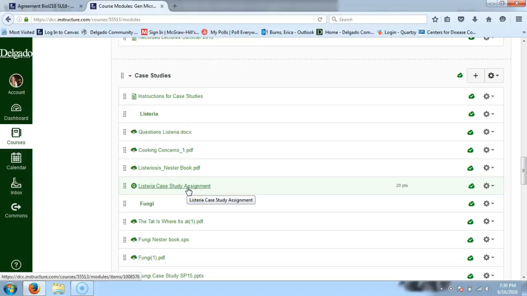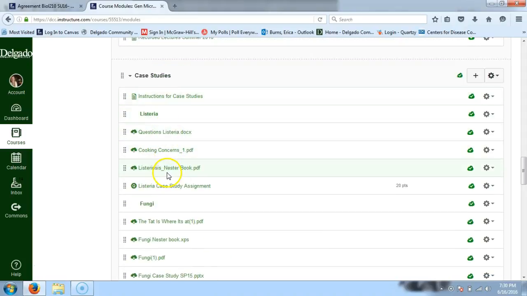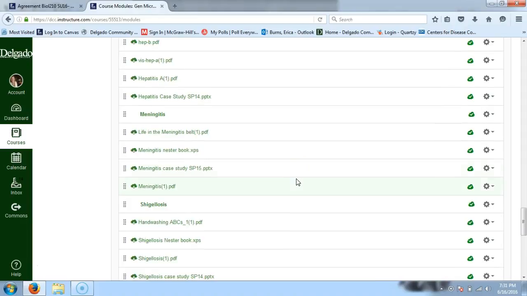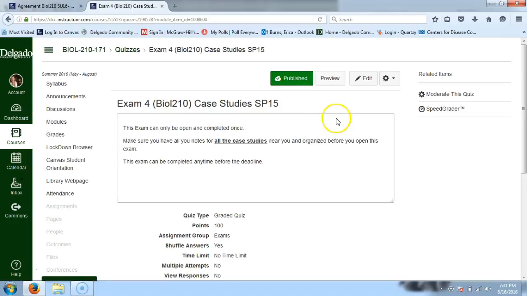It's a quiz in Canvas. And when you get done, it'll tell you the answers. That way, when you go to take the test on all the case studies, you know the correct answers to the case study on Listeria. Make sense? This is a 20-point assignment, and then the test is 100, and it is already published. And the due date is at the end, July 28th. Actually, that's probably too late, right? I probably need to change that one. We need to be done by the 22nd, I think. What's the last day of classes?